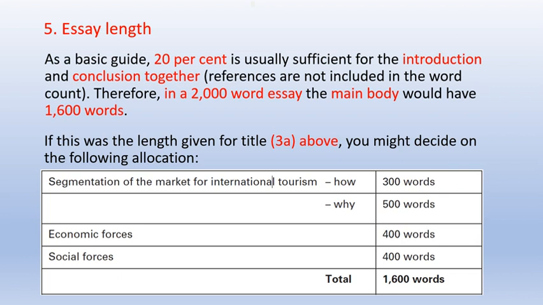Segmentation of the market for international tourism should use 300 words, and the reason that you need to explain for your essay writing needs 500 words. So totally it is 800 words. The point of economic forces should be 400 words, and social forces should be the same as economic forces. So in total, you may get 1,600 words in one essay length writing. It is about international tourism.